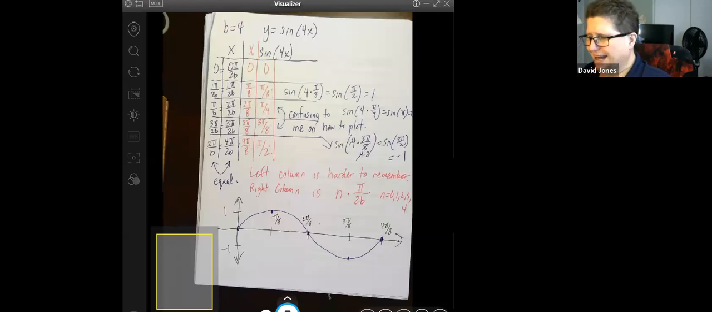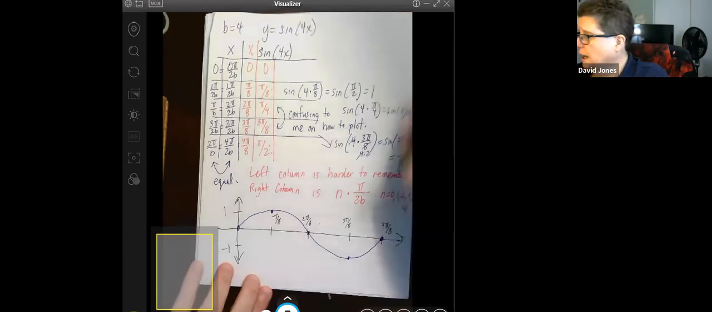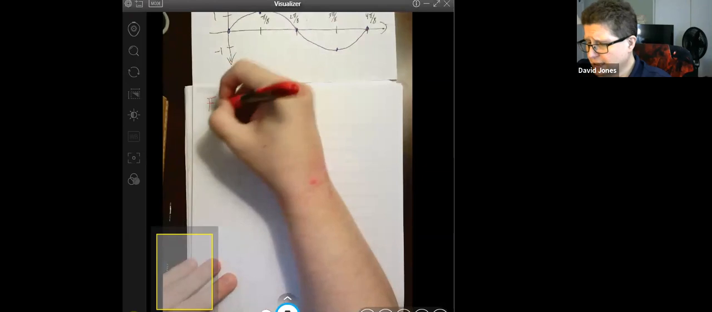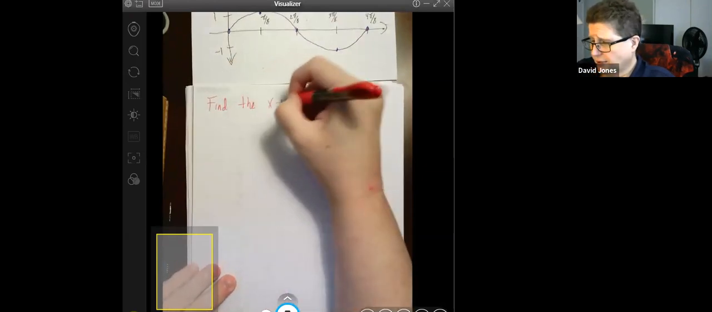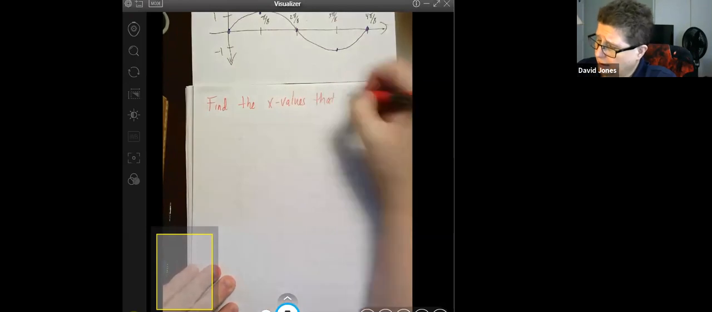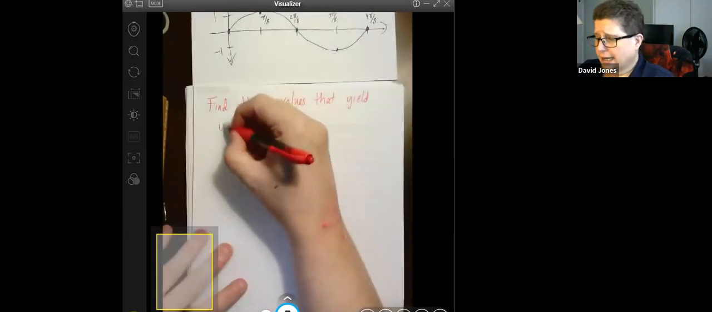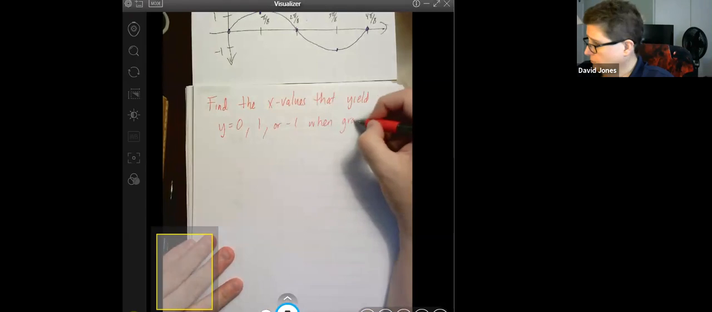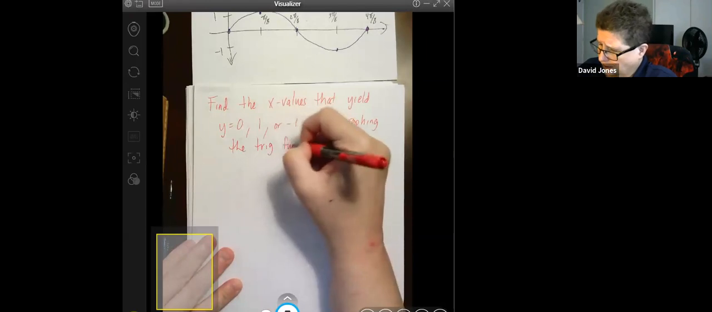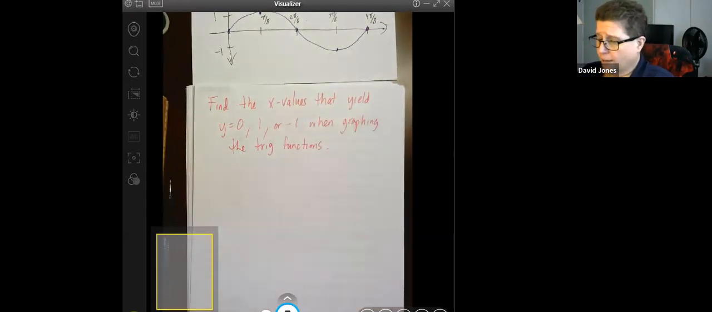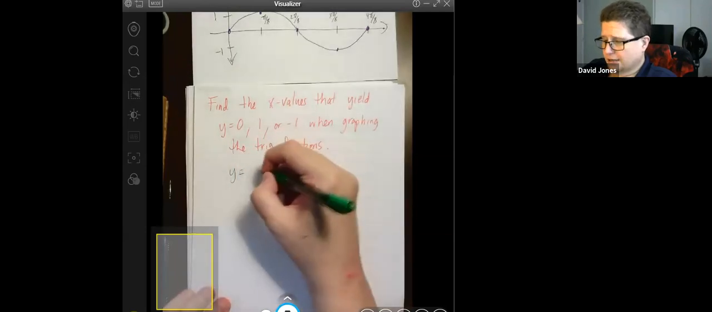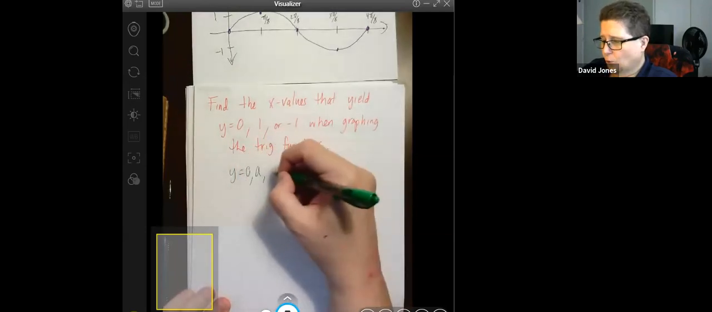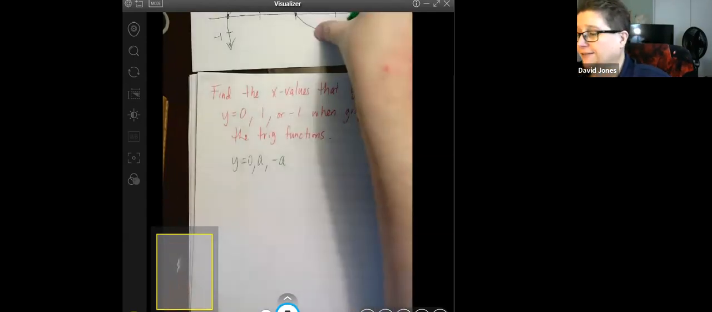So this is an ideal way of graphing it. Find the x values that yield y equals 0, 1, or -1 when graphing cosine or sine. Graphing the trig functions. Or better yet, y equals 0, a, or -a, if we have something in front of it. Okay?